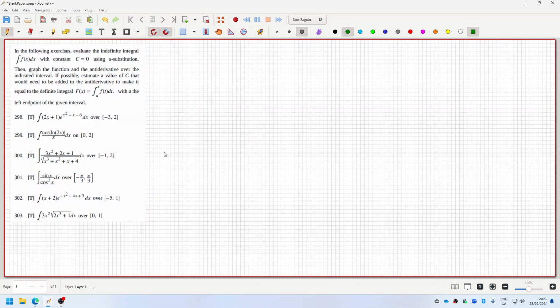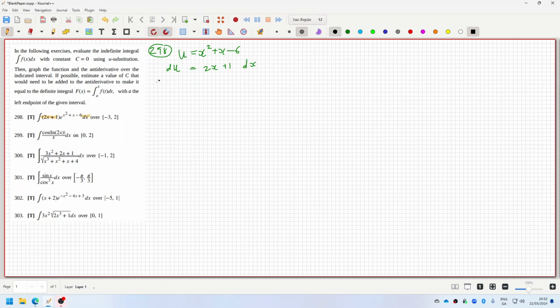Okay, let's see. In the following exercise, evaluate the indefinite integral with constants equal to 0 using substitution. Okay, so let's do that first. 298. The substitution is u equals x squared plus x minus 6. And you can see what's going to happen. du/dx will be 2x plus 1. So if I bring the dx up, I get this, which is literally that piece there.